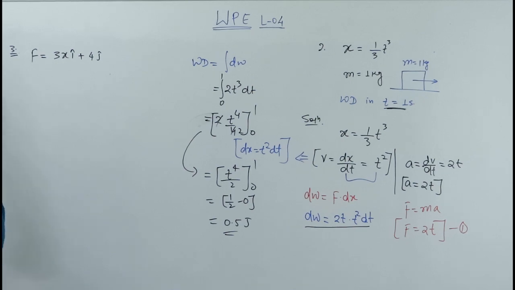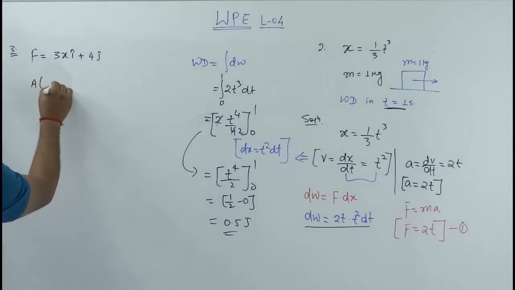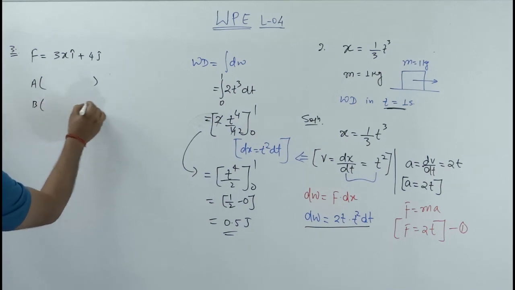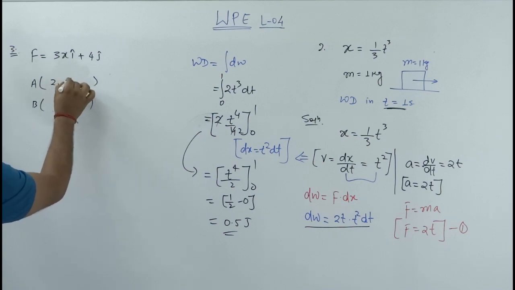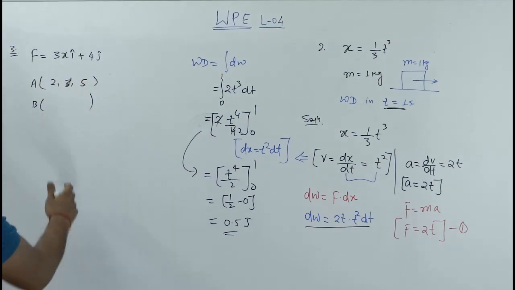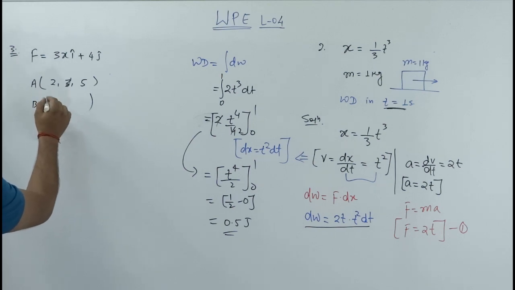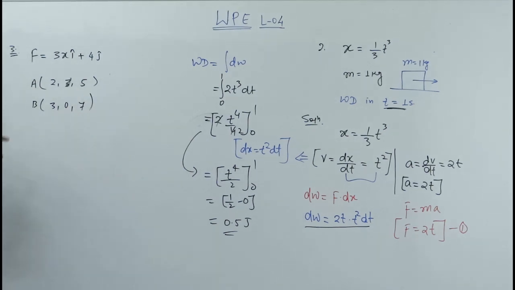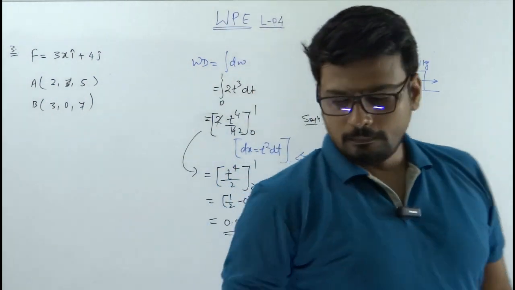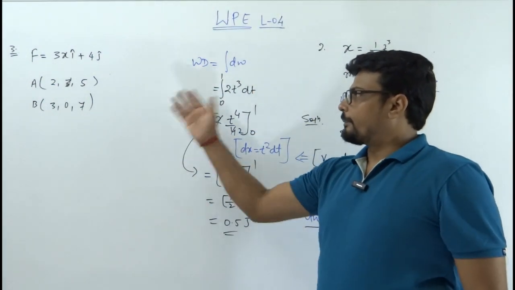Now, under the influence of this force, let's suppose the object moved from point A to point B. Looking at the coordinates, point A is (2, 3, 5) and point B is (3, 0, 7). The object is moving from point A to point B under the influence of this force 3x i plus 4j cap. Find the work done by this force in moving the object from point A to point B.